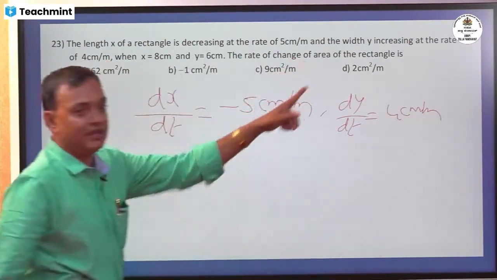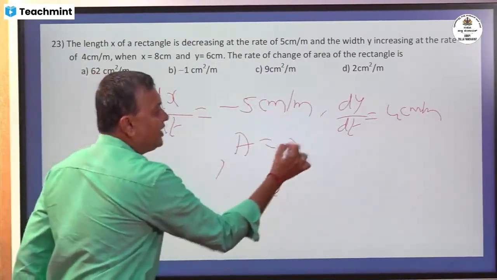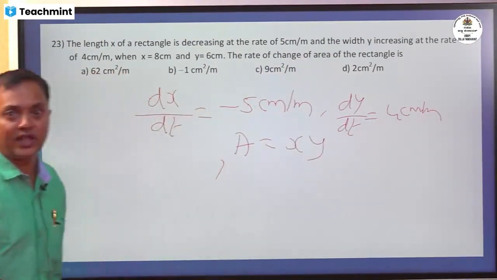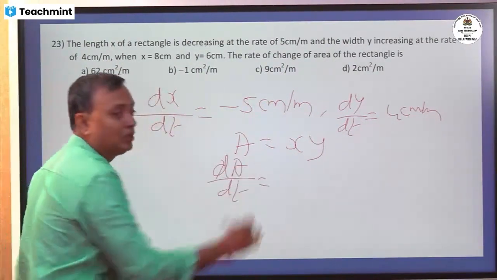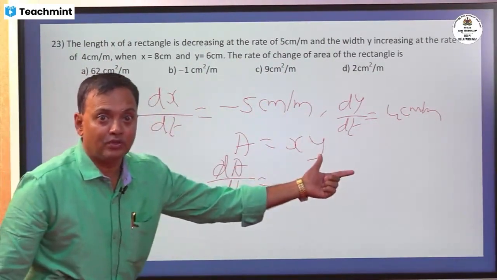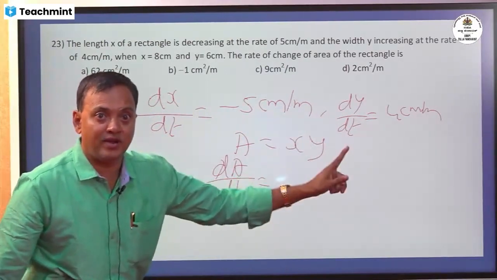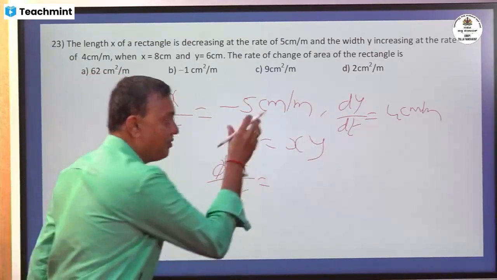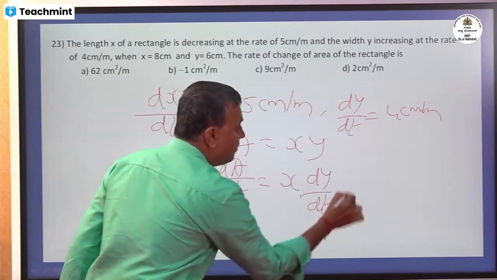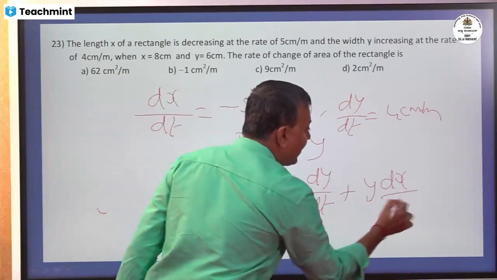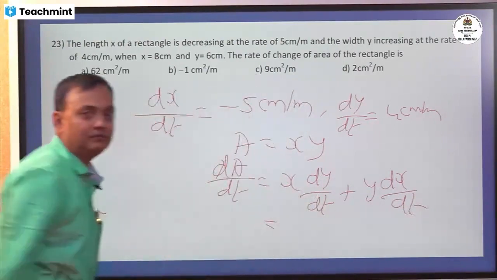We want the area. What is the area formula? Very simple question. Area A equals x into y. Then dA by dt is, by the product rule, not the derivative of x times the derivative of y. Don't write like this. You must use the product rule: x into dy by dt plus y into dx by dt. Correct.